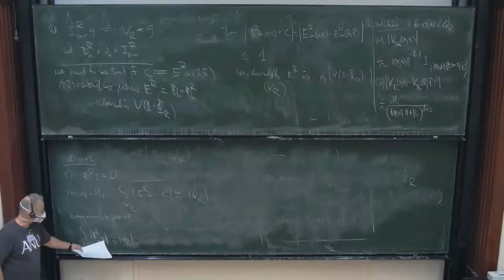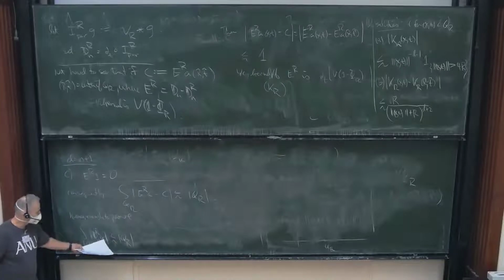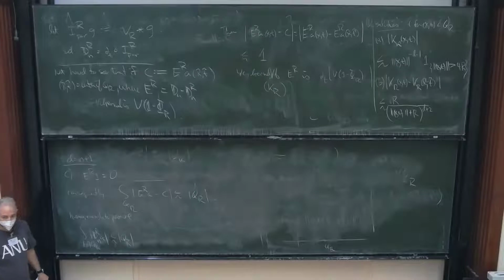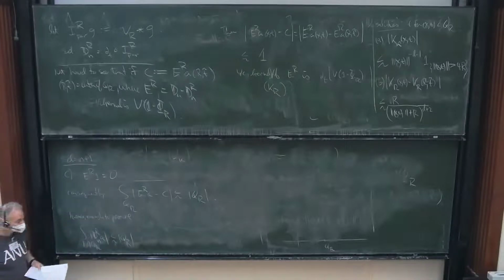And at this point, having localized, it's the usual kind of thing that you do when you're doing Calderon-Zygmund theory in BMO. The local piece, you usually don't have to subtract a constant. The constant is to give you cancellation for the far away part.